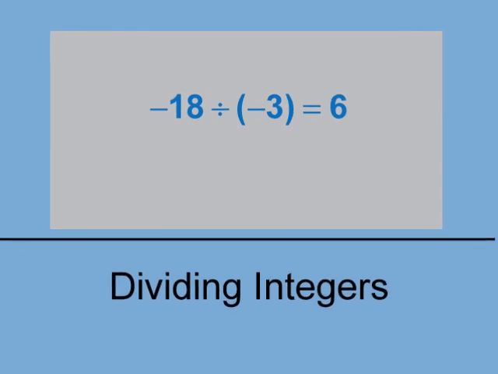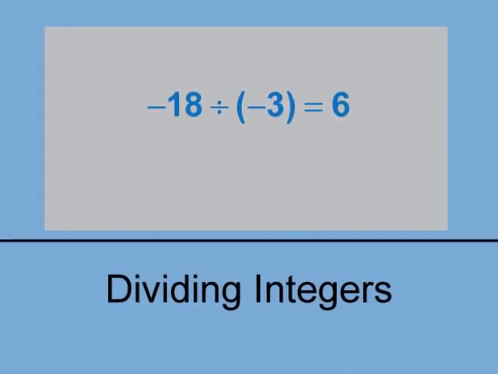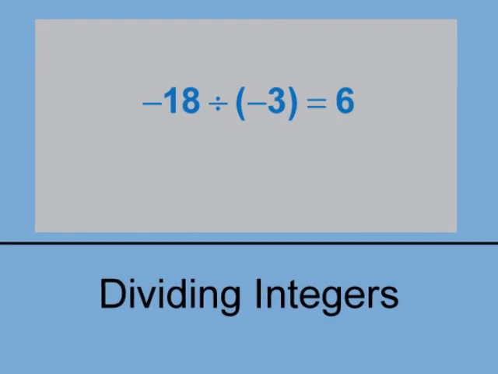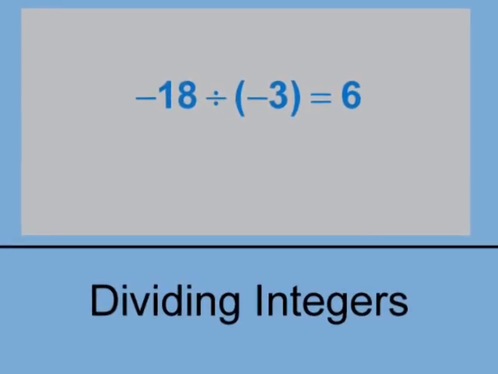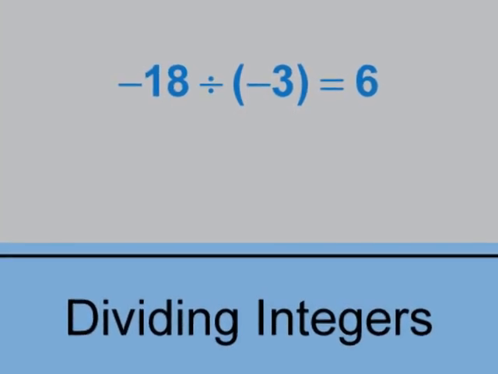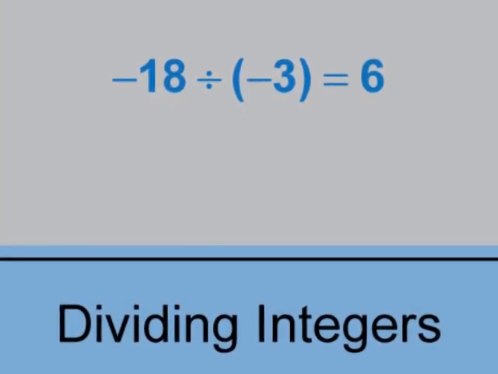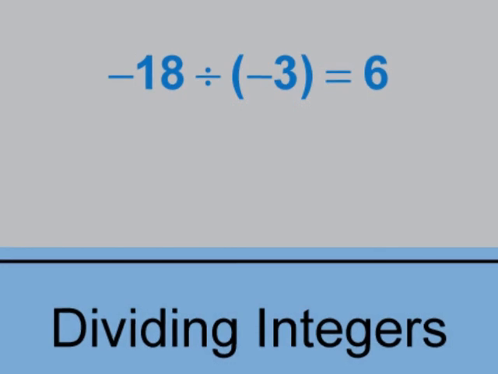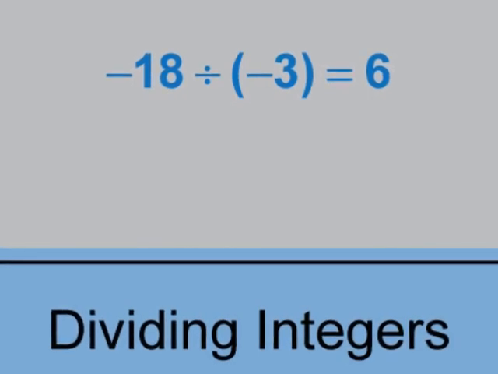You've seen how to add, subtract, and multiply integers. In all these cases, the result is another integer. In this video, we extend into dividing integers. In some cases, the result is another integer, but we will also look at cases where the result is not an integer. Let's start with an example.